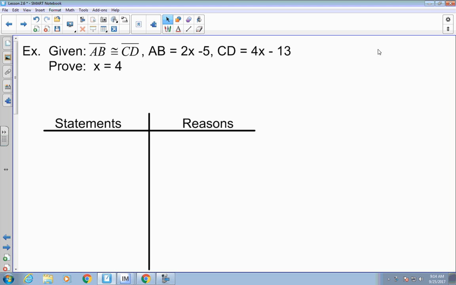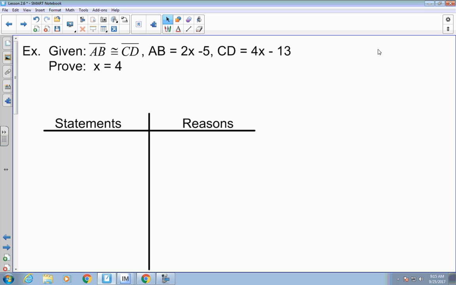Given AB is congruent to CD, then they give you expressions to represent AB and expressions to represent CD. And then they want us to find that x is equal to 4. So what we're going to have to do here is, we see that these two are congruent. We're going to have to change it to where they're equal to each other so that we can substitute these expressions in for AB and the expressions in for CD. Because you cannot substitute in the congruence mode, you have to be in the equality mode.